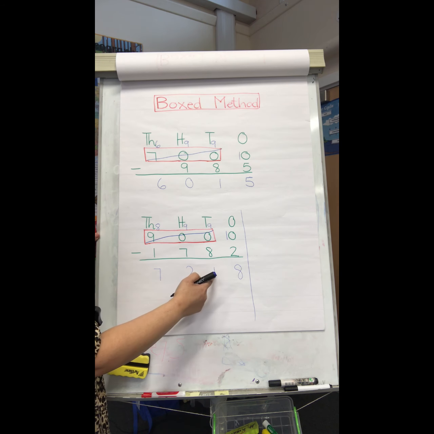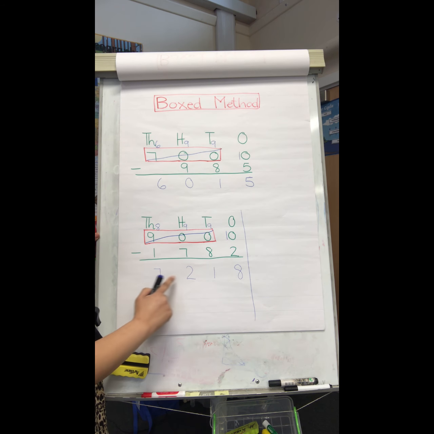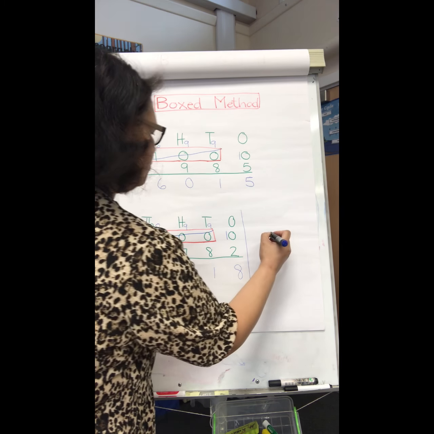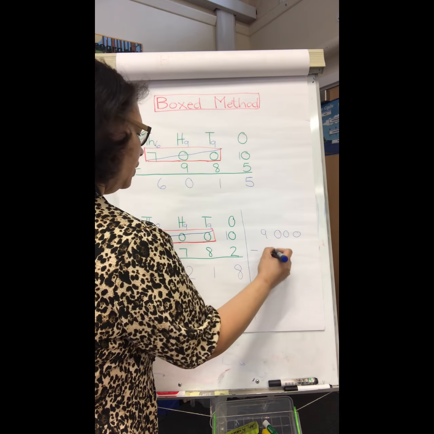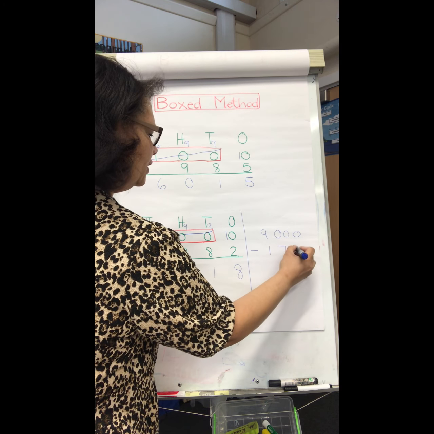Let's try the original method and just see if we get to the same answer. 8, 1, 2, 7. Let's see. So 9,000 take away 1,782.